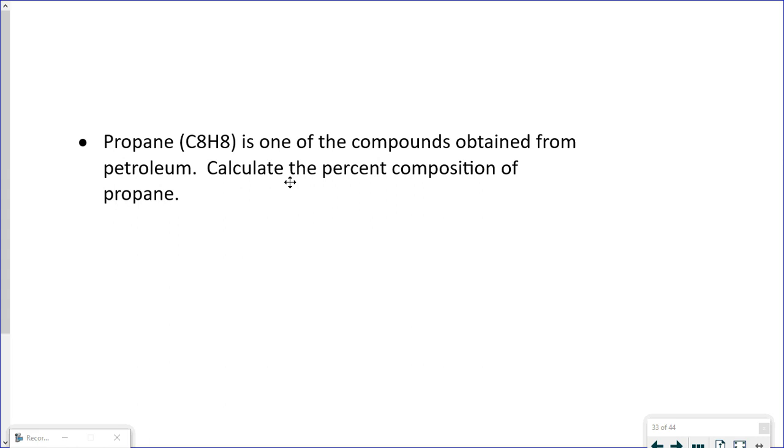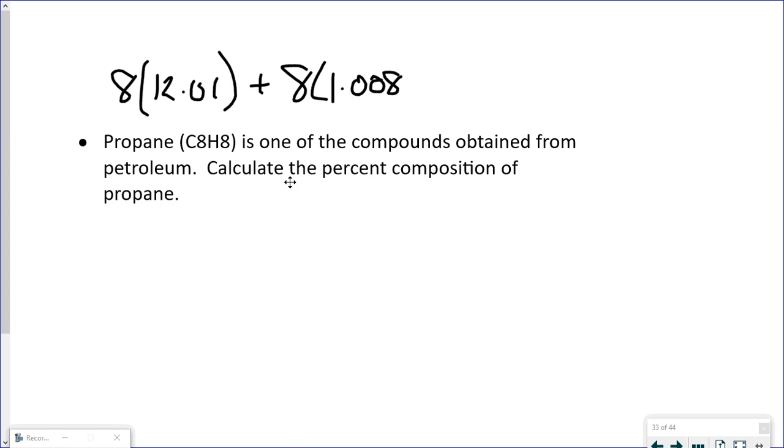So we can go ahead and find molar mass. So we have 8 carbons and carbon is 12.01. Add to that 8 hydrogens. Hydrogen is 1.008. And when we put this in the calculator, we get an overall molar mass of 104.144. Remember, that's grams per mole.